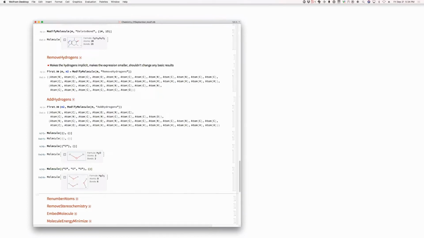Now, why didn't that make ozone? Because you would need to have the bonds in. Oh, I see. Okay, fine.